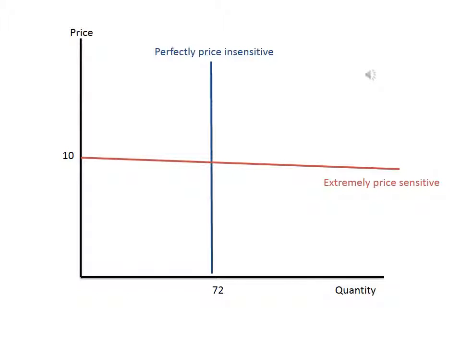This diagram takes things to an even more extreme case. Now the blue demand curve is completely price insensitive. It has no elasticity at all. No matter what the price is, quantity is always going to be 72. While the red demand curve is extremely price sensitive. You start at 10 and you lower price a teeny bit and quantity jumps from 0 to as high as it can possibly be. So the blue demand curve, very inelastic. The red demand curve, extremely elastic.